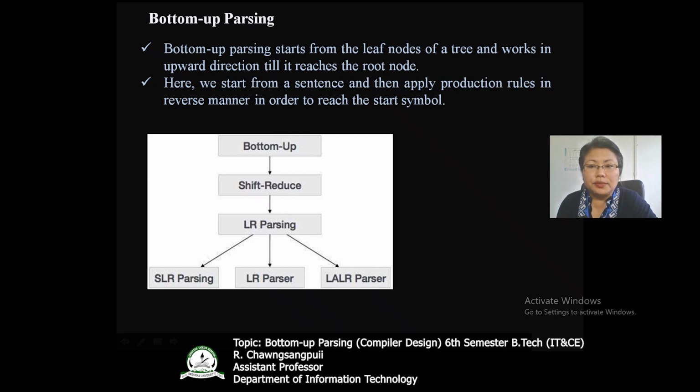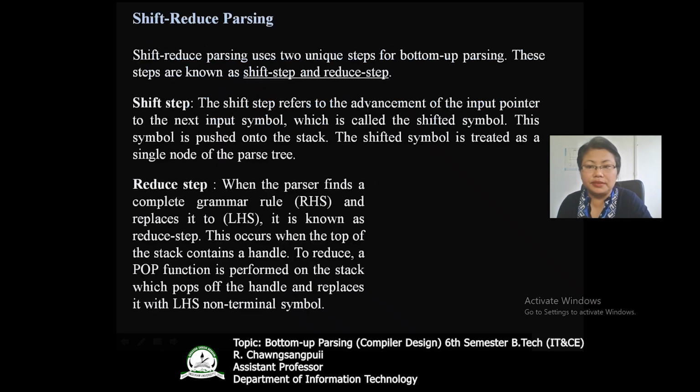In bottom-up parsing, we have a general style which is called shift-reduce parsing. We try to shift the input symbols and then we try to reduce with the left-hand side of the production rule. The more general style of shift-reduce parsing is called LR parsing. This LR parsing has three types of algorithms: SLR parser, LR parser, and LALR parser.